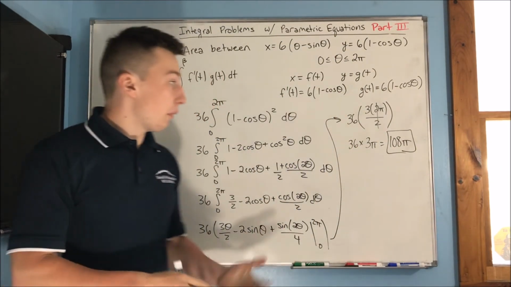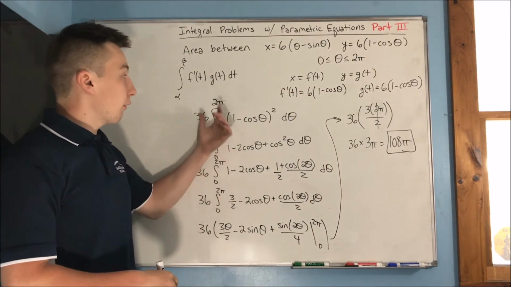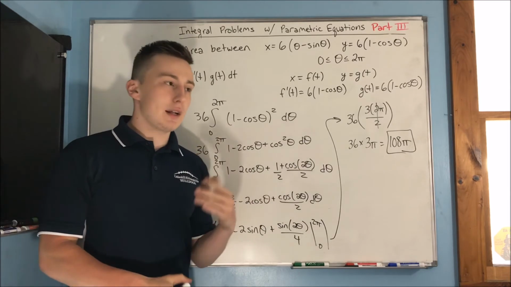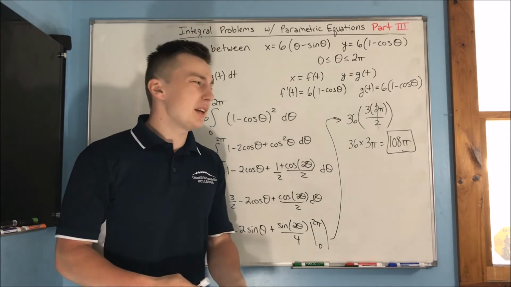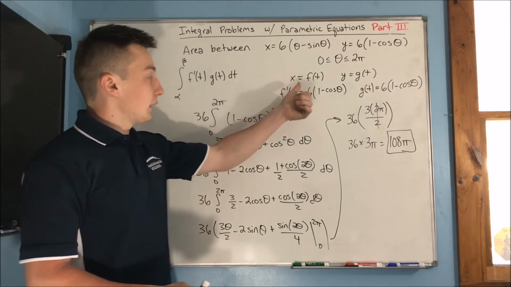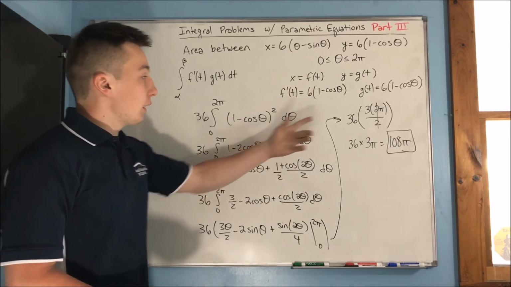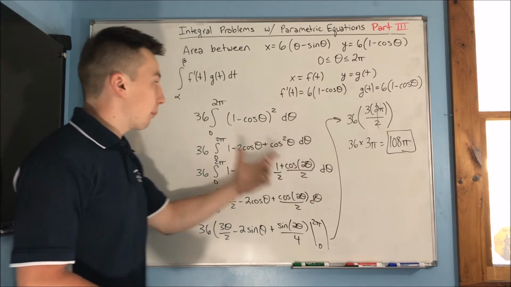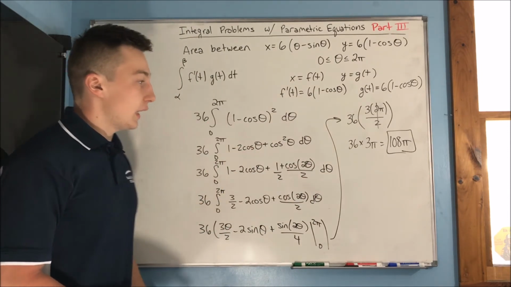Alright, so that's pretty much it, right? We were able to find our bounds. We checked that with the graph. Okay, that might be the only part that's a little bit tricky, but you'll be fine with it. Alright, and we found f prime of t. We, of course, already knew g of t. We put that in our integral, and we're set, alright?